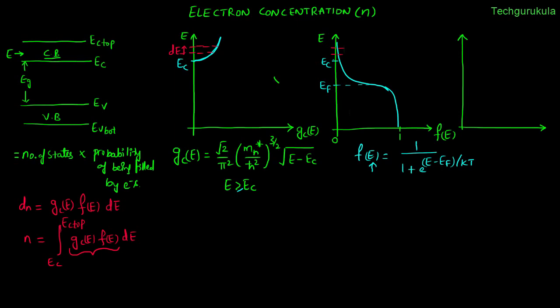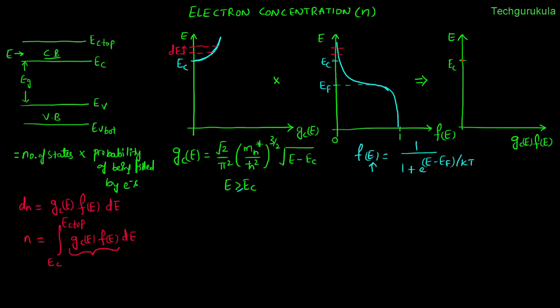The product of these two functions will be plotted in this graph, where I'm taking the y-axis to be the energy level and the x-axis to be the product of these functions, gc of E times the Fermi-Dirac distribution function f of E. If you take the product, below EC the value of gc of E is 0. So whatever the value of f of E, it doesn't matter, it will be 0. And at E equal to EC, the value of gc of E is 0, times f of E would be 0. So taking EC here, the product would be 0. So we're starting with 0.